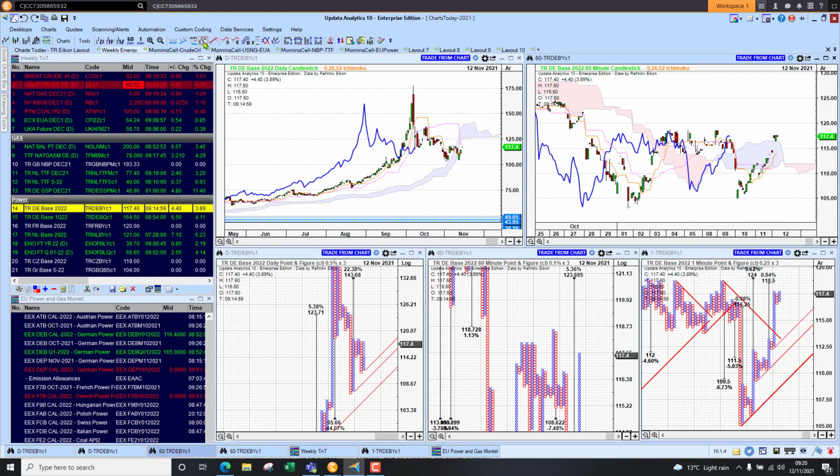We can put the key levels on the chart. Love this tool. There we are. There's the levels 104, 118. That's what we've got to watch for power markets.